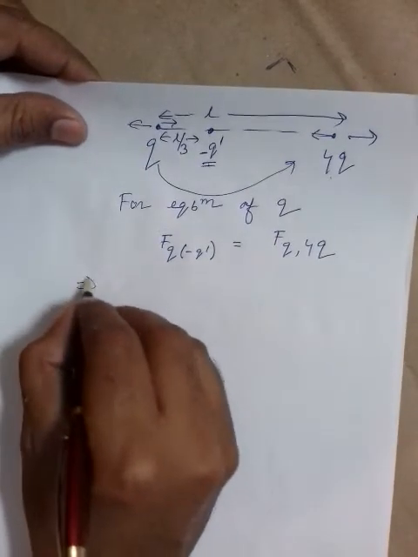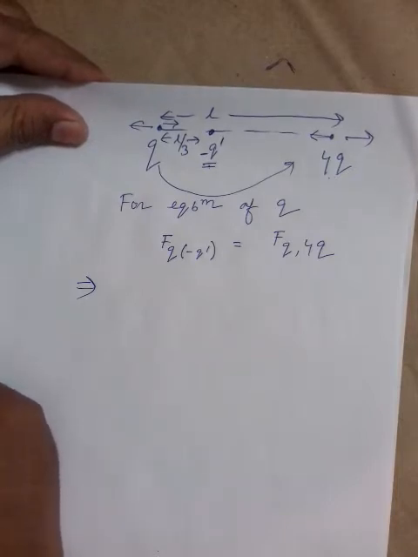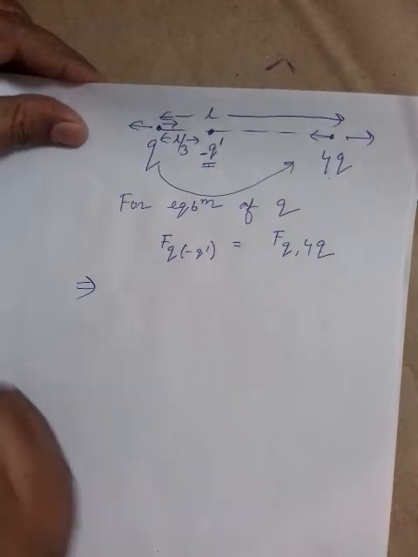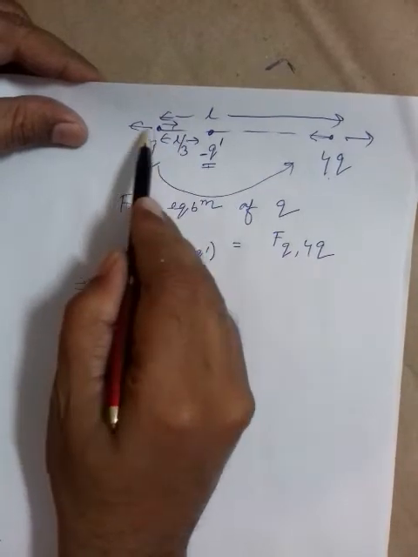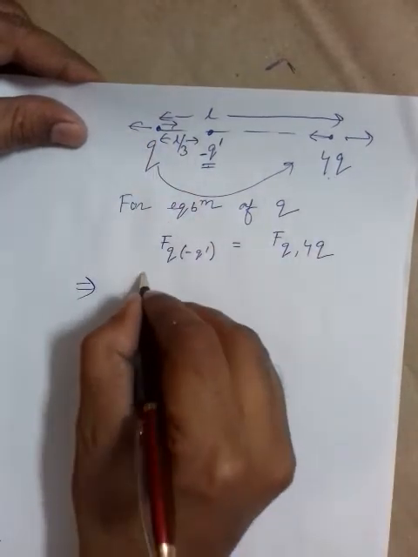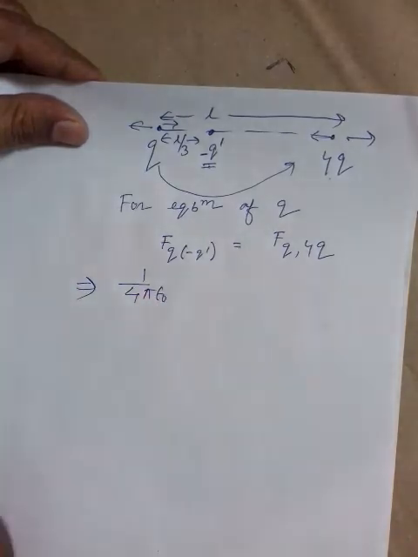Now let me write the value. Already we know at the time of calculating force, we never write the plus or minus sign of the charge. Instead of that, we will write the value, and the direction we will show in the drawing. So here the direction is shown. It is 1 by 4 pi epsilon naught.